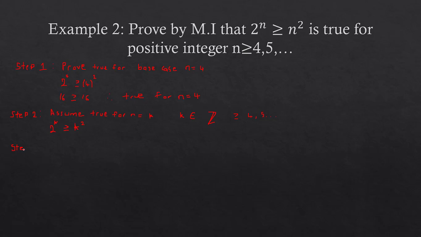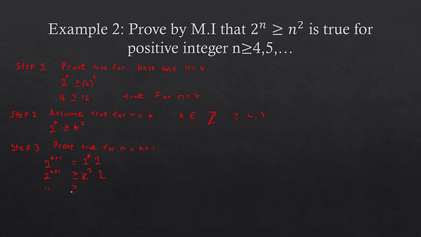So now for step 3, we need to prove true for n equals k plus 1. So we're going to start with our left side of 2^(k+1), and that's equivalent to 2^k times 2. But our assumption is 2^k is greater than or equal to k squared. So we can just say 2^(k+1) is greater than or equal to k squared times 2.